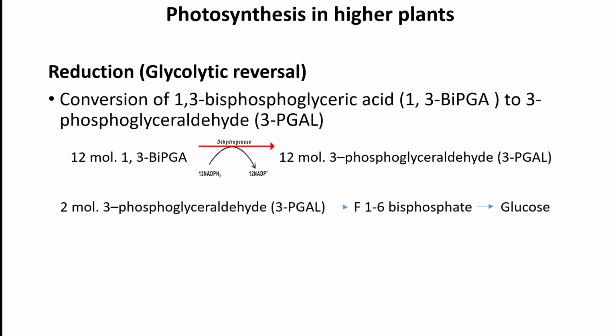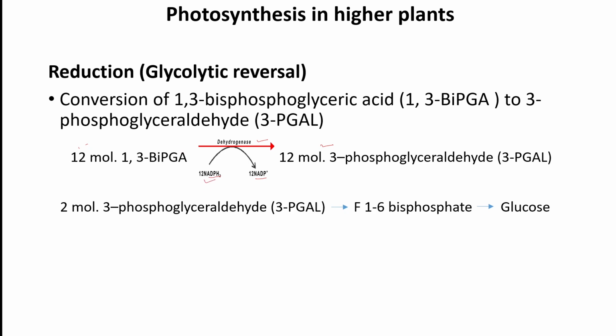Now the second biochemical reaction that takes place in the reduction phase is this one. In this reaction, what happens? There is a conversion of the 1,3-bisphosphoglyceric acid that was produced into 3-phosphoglyceraldehyde. The enzyme involved here is a dehydrogenase enzyme which utilizes NADPH2 and converts NADPH2 into NADP+. Here again there were 12 molecules of bisphosphoglyceric acid, so 12 molecules of 3-phosphoglyceraldehyde are produced and 12 NADPH2 are utilized.